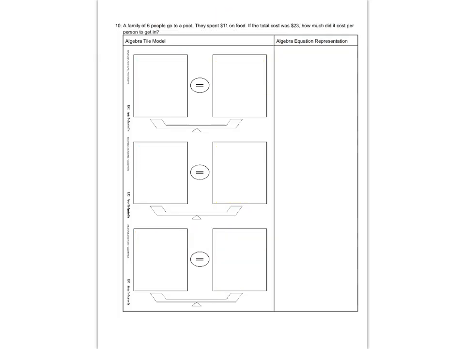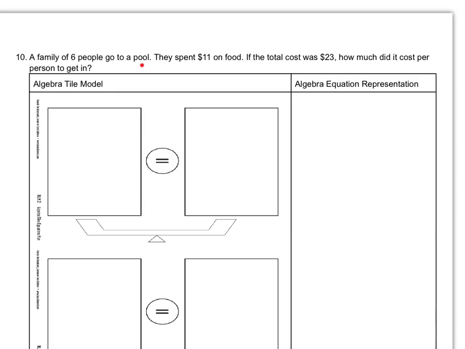Now let's take a look at number 10. A family of 6 go to a pool. They spent $11 on food. If the total cost is $23, how much should it cost per person to get in?